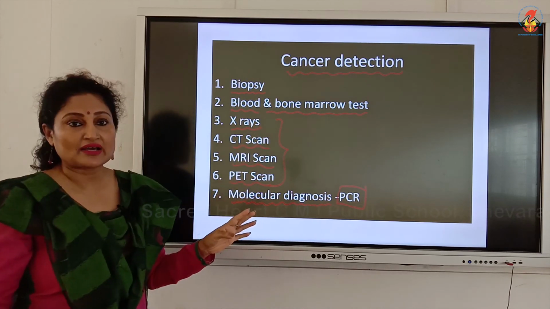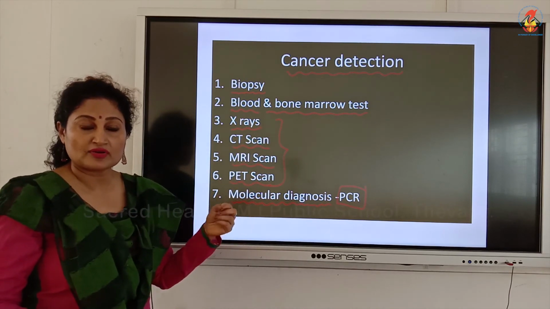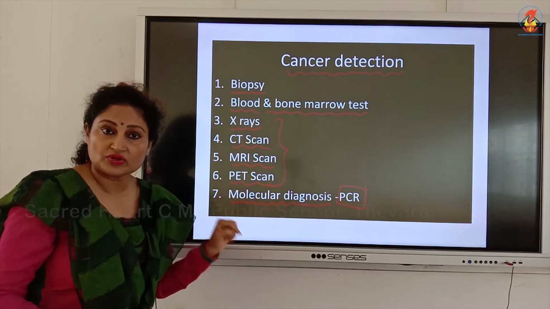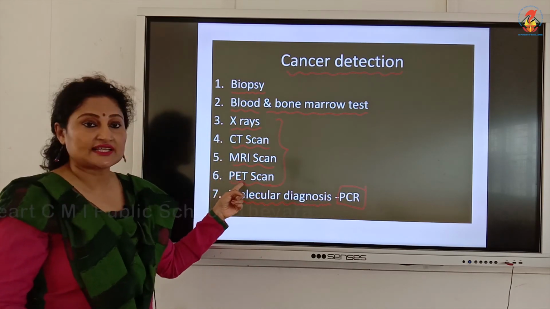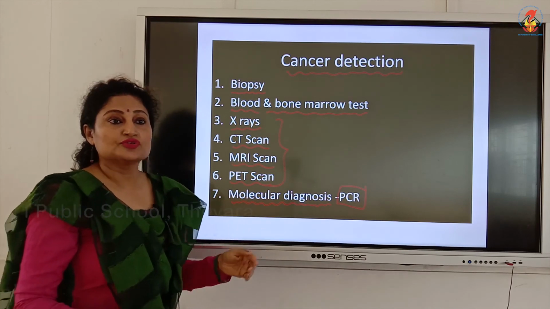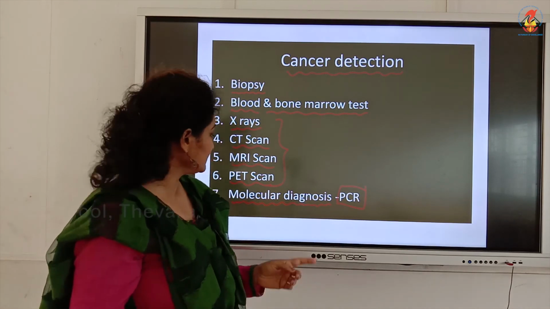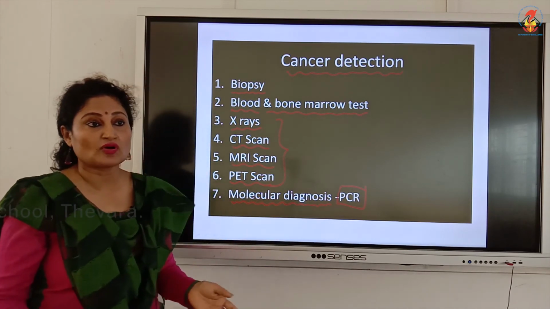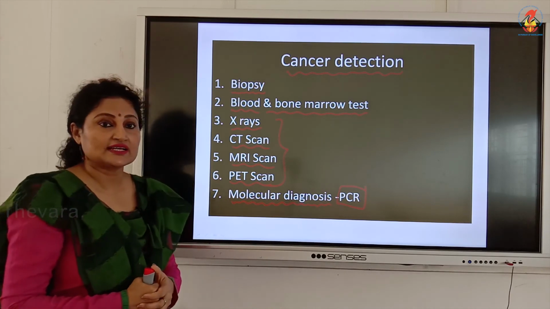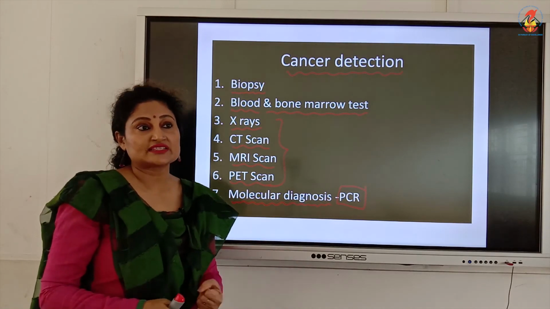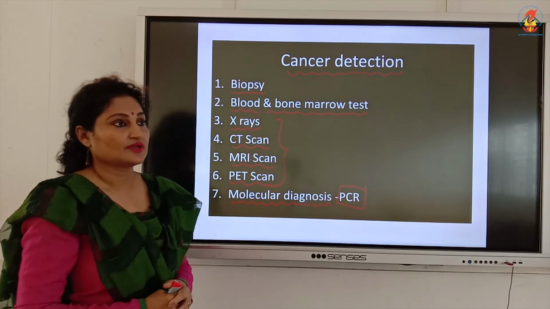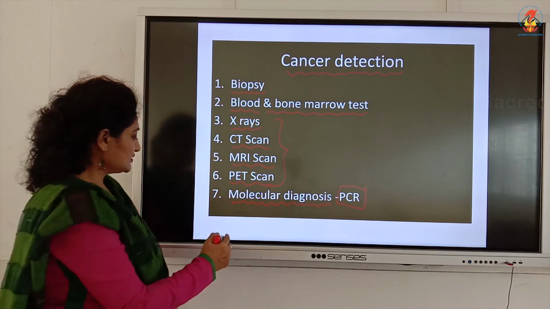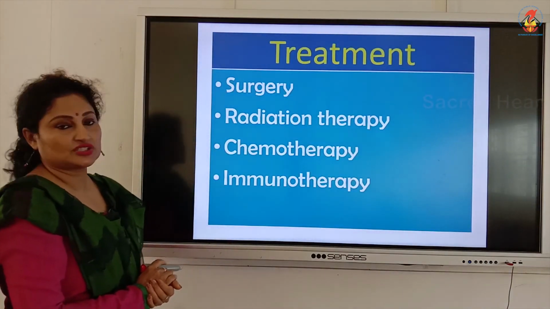Then blood and bone marrow test is used to identify the number of cell counts, especially in the case of leukemia. X-ray, CT scan, MRI scan, PET scans are different radiography to find out the cancer of internal organs. And last, we have the modern method, molecular diagnosis called PCR, where the cancer can be detected at a very early stage and the result is obtained very quickly. It's faster.